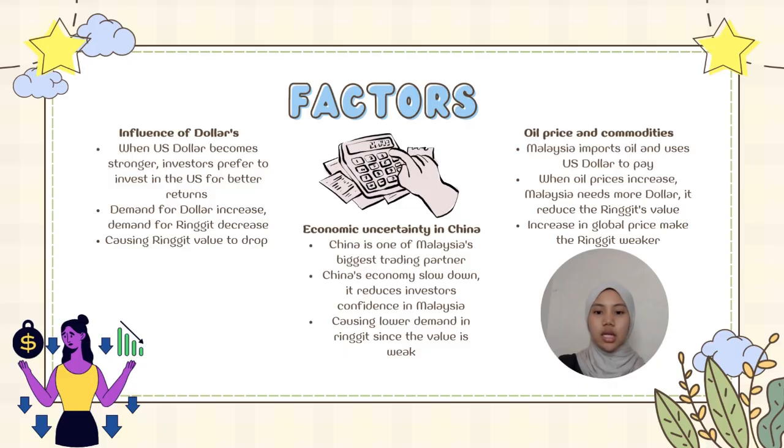The last factor is oil price and commodities. Even though Malaysia is one of the countries that produce oil, we also import oil from other countries that use the US dollar to value it. In this situation, the oil price will increase and we need more US dollars, and this causes the ringgit value to drop. An increase in global prices for commodities also makes our ringgit weaker.